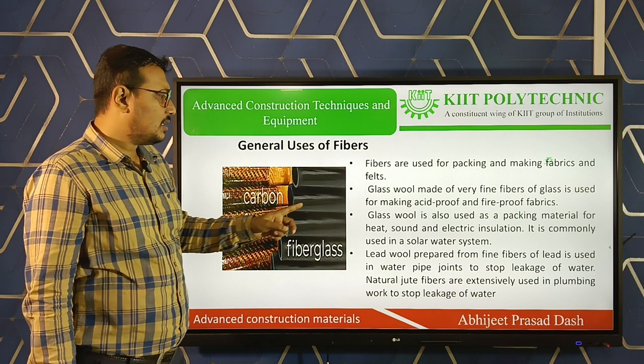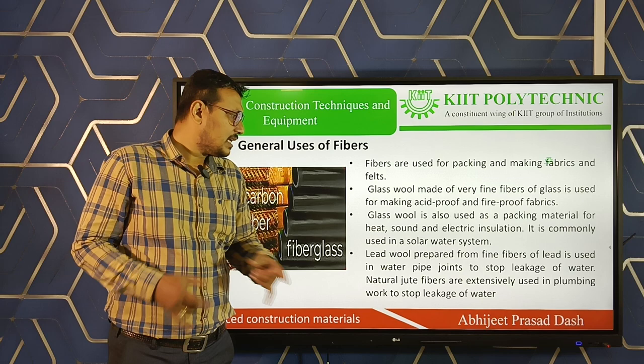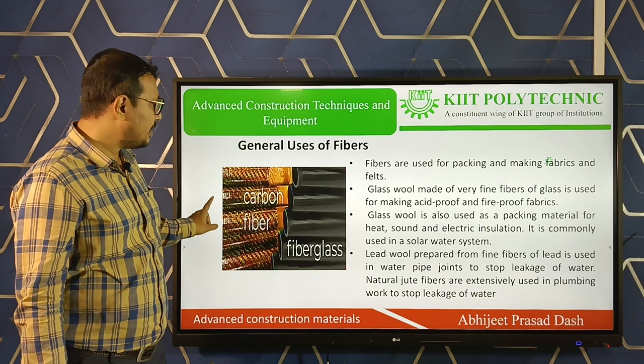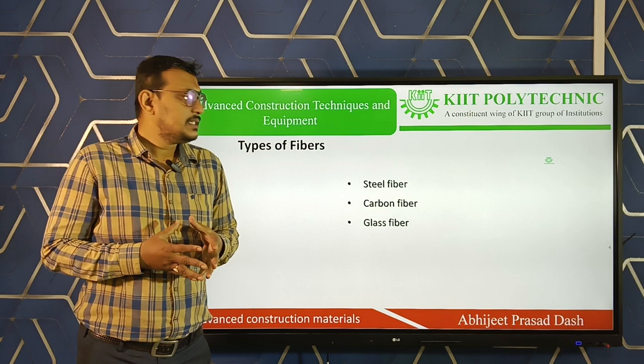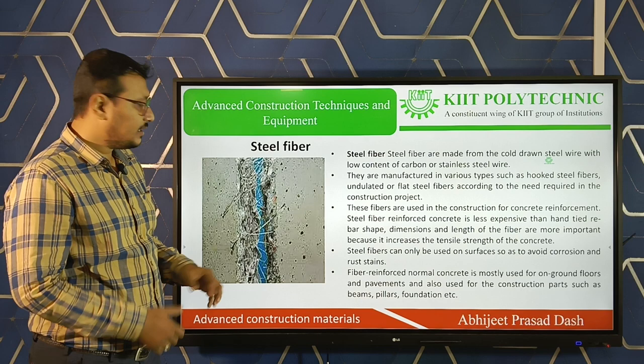Lead wool prepared from fine fibers of lead is used in water pipe joints to stop leakages of water. Natural jute fibers are extensively used for plumbing work to stop leakage of water. You can see there, this is fiberglass and carbon fiber. So types of fibers we are using in industry: steel fiber, carbon fiber, glass fiber. We can see this is a steel fiber. This wire like thing we are zooming here is the steel fiber.